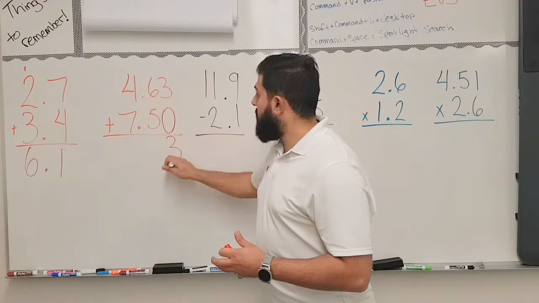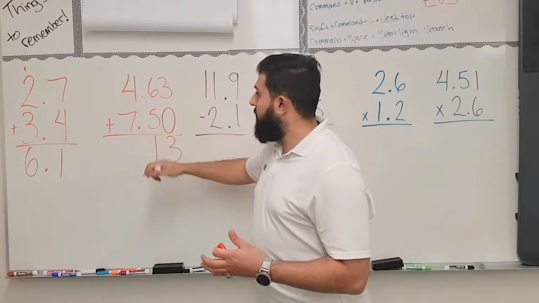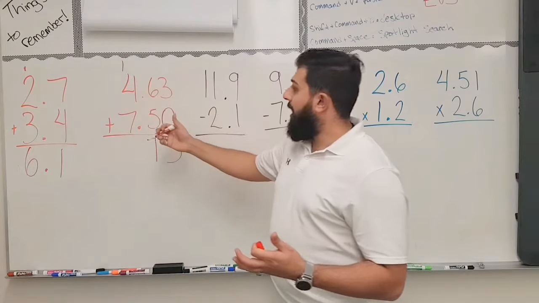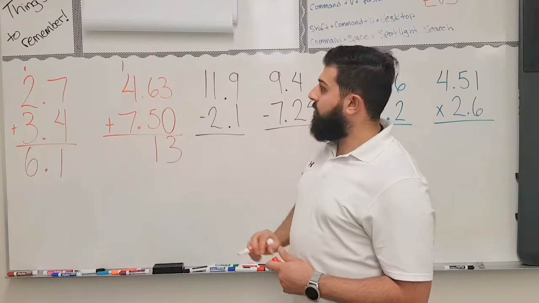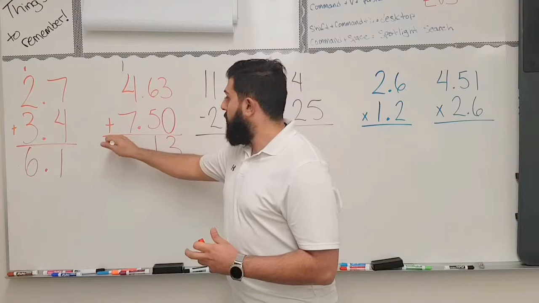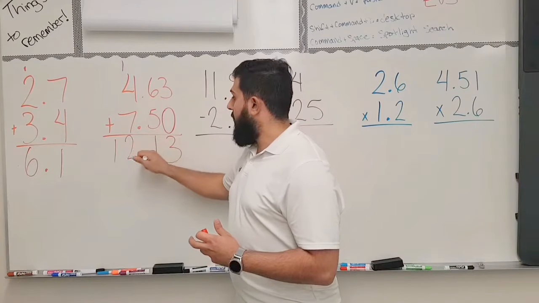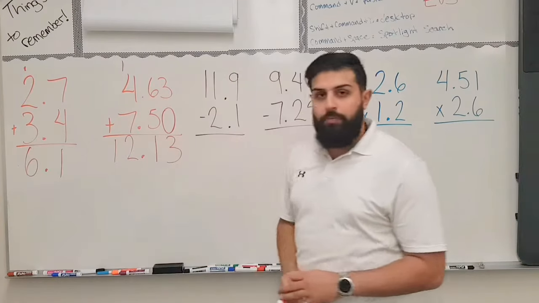3 plus 0 is 3. 6 plus 5 is 11. We carry the 1. And 7 plus 4 is 11. Plus that additional 1 puts us at 12. And carry that decimal all the way down.